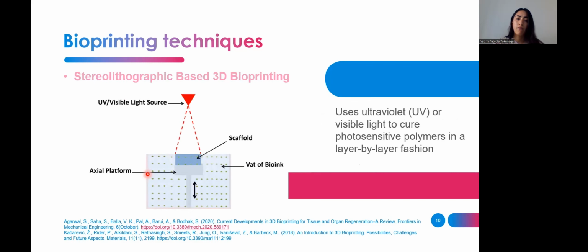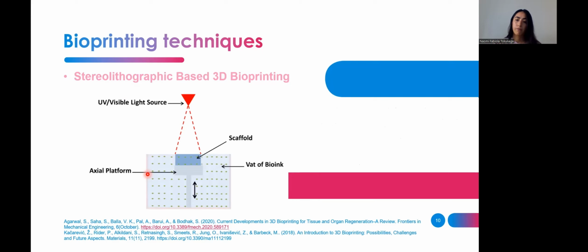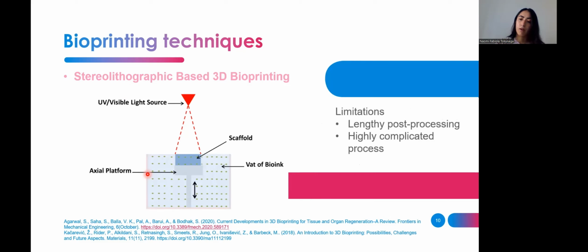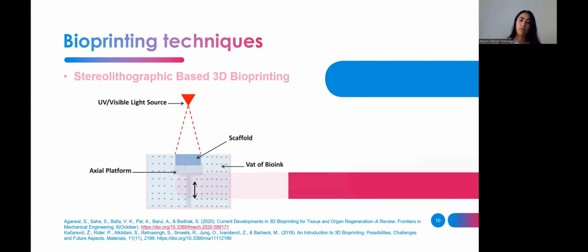Finally, we have stereolithographic-based 3D bioprinting. It uses UV or visible light to cure photosensitive polymers in a layer-by-layer fashion. It has a high degree of accuracy with low printing time. But unfortunately, it has lengthy post-processing and it is a highly complicated process.